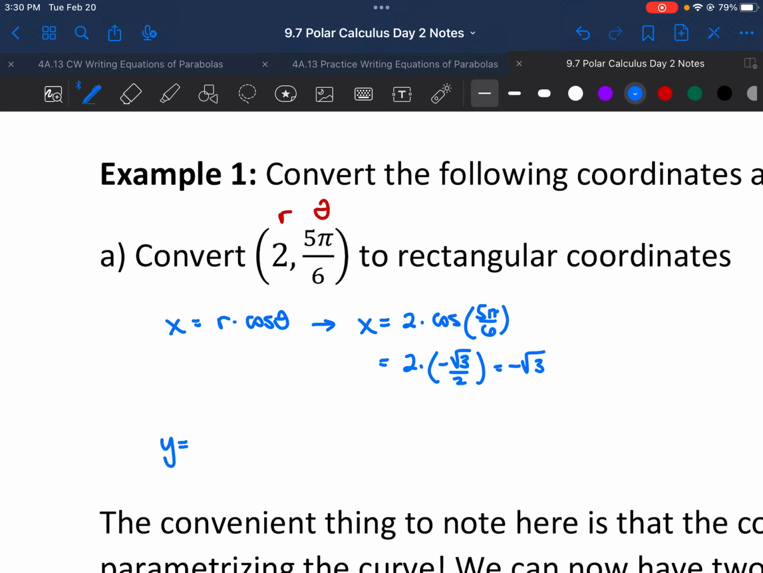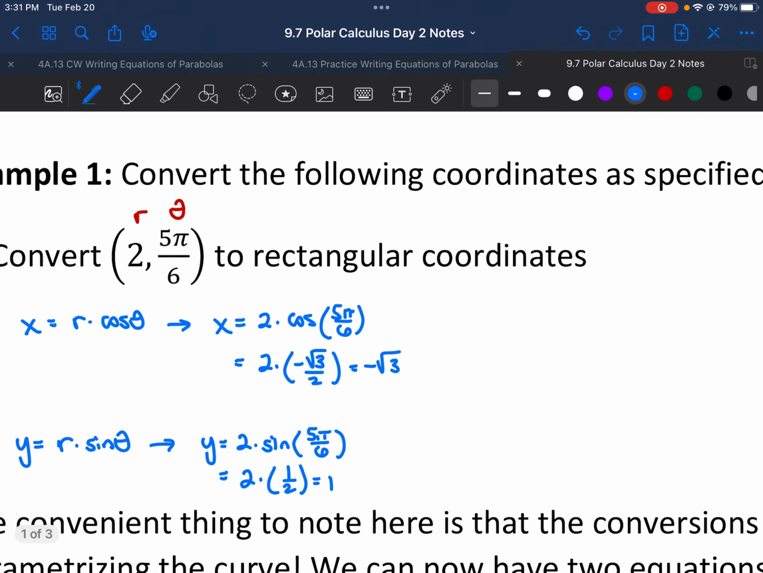Y is going to equal r times the sine of theta. So using 2 and 5 pi over 6, y equals 2 times the sine of 5 pi over 6. The sine of 5 pi over 6 is 1/2, so 2 times 1/2, which is just equal to 1. So 2 comma 5 pi over 6 as polar coordinates will convert to the rectangular coordinates negative root 3 comma 1.